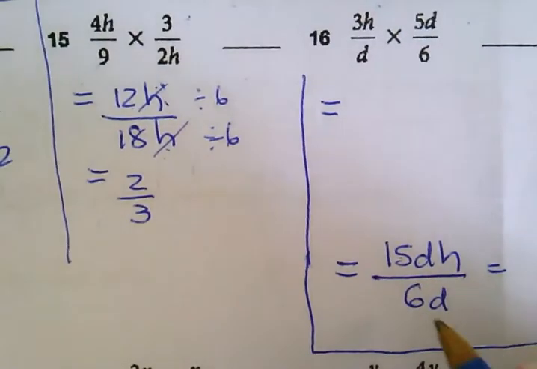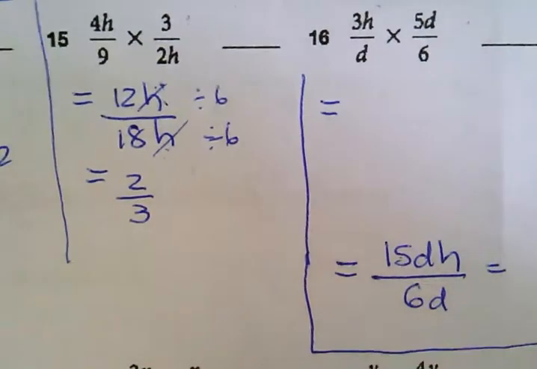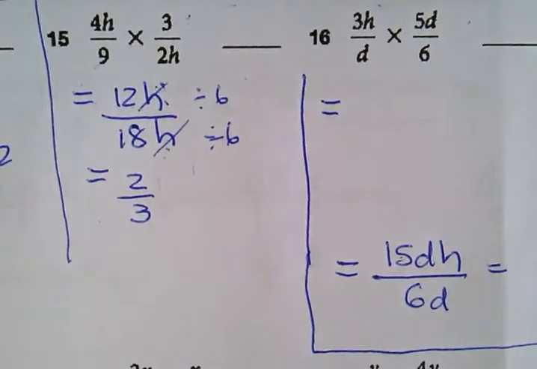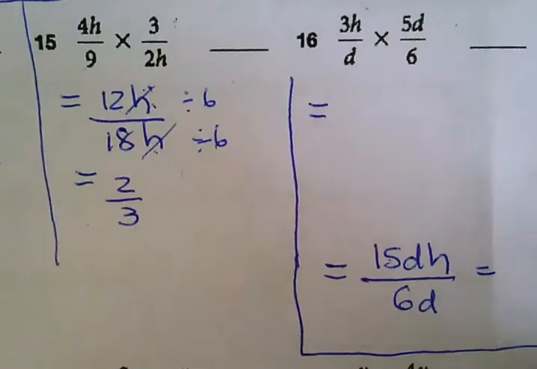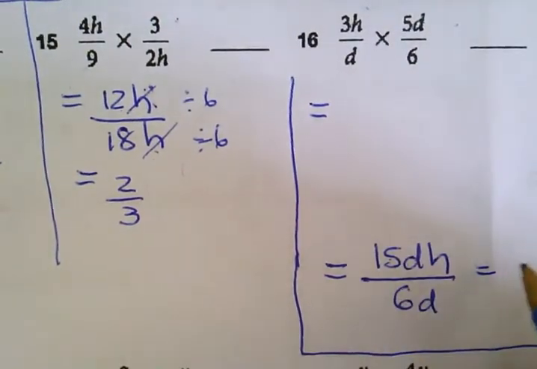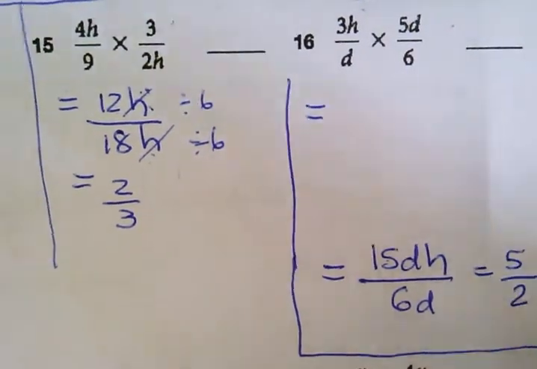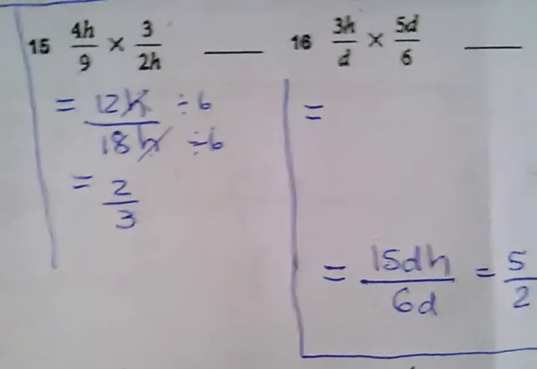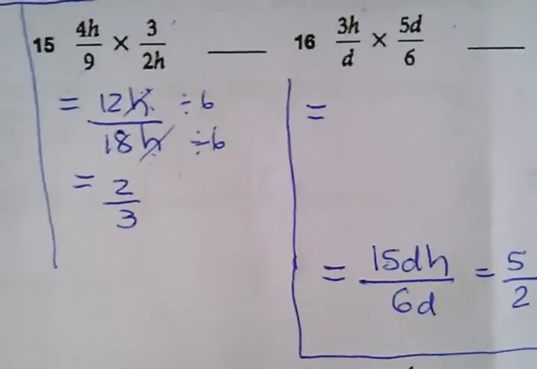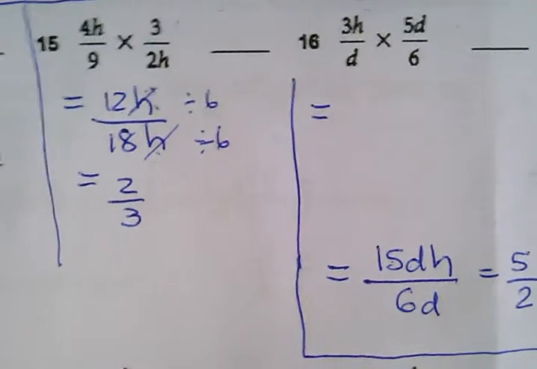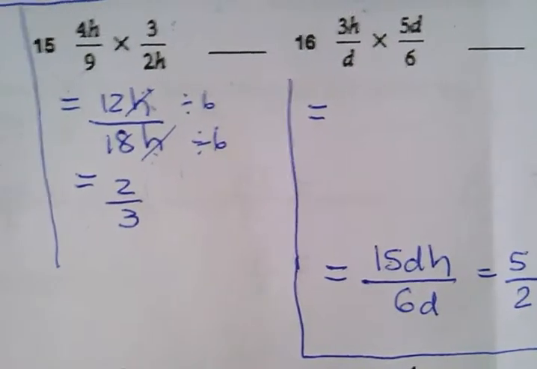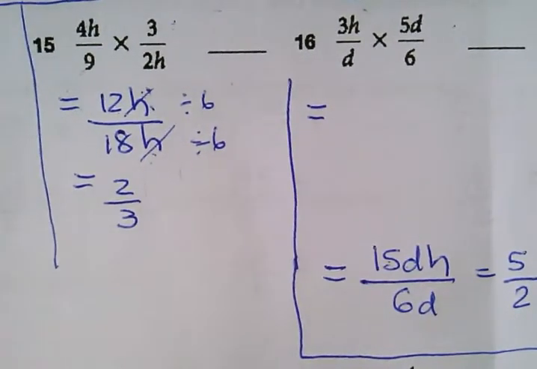Now, what can cancel here? Anyone? What's 15 over 6? And I don't want a mixed numeral. What number goes into both 15 and 6? 3. So what's 15 divided by 3? 5. 6 divided by 3 is 2. Now, you have a calculator. All you do is go 15, ab/c, 6. However, the problem is you'll get a mixed number and you have to change it back to improper.